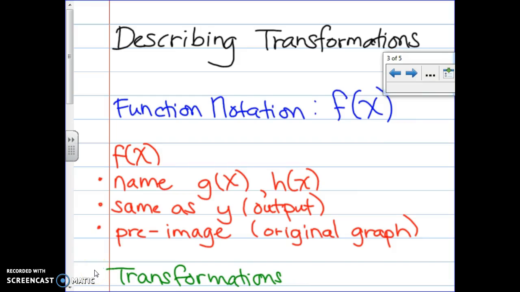Alright, so far we have learned the different characteristics of quadratic functions. We've learned how to solve quadratic equations. And now we're going to learn how to describe transformations using function notation.